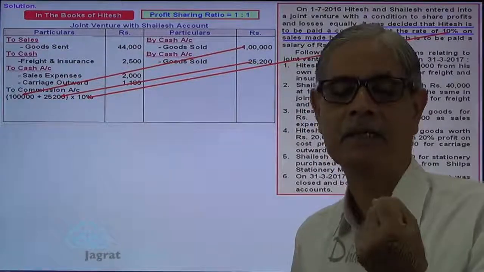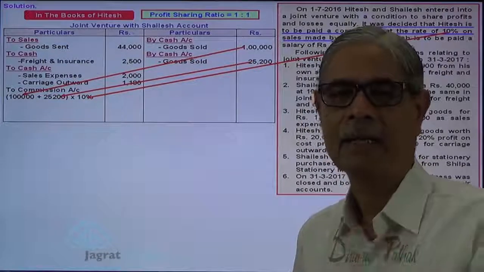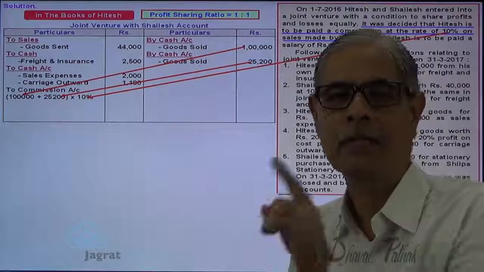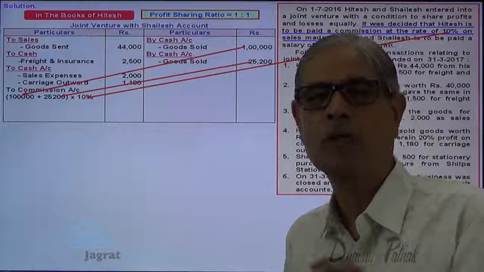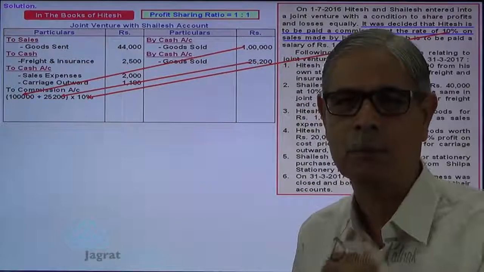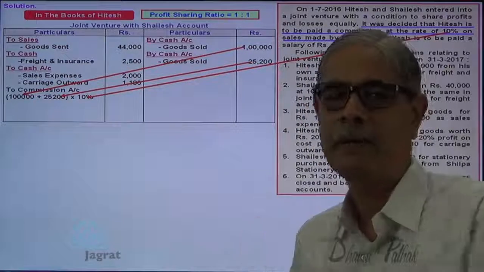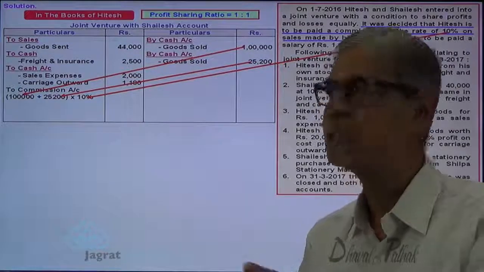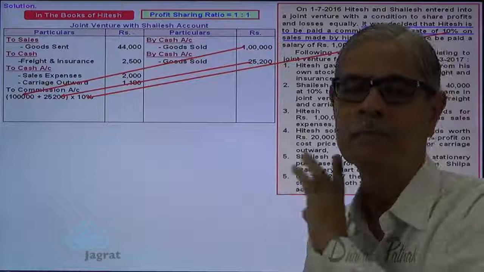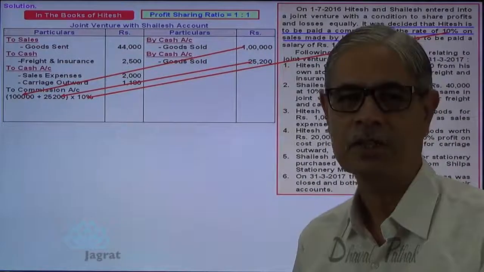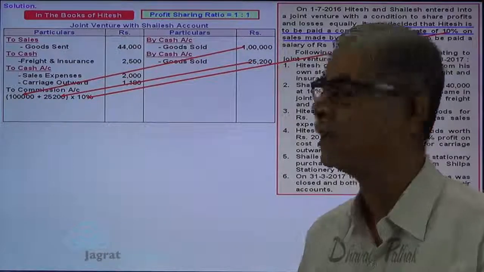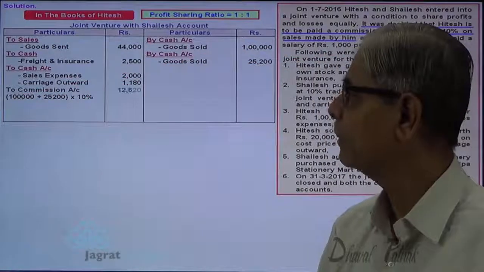And in my personal capacity as a partner, I'm entitled to have this commission. This commission is my personal income. So commission income account is to be credited because all these transactions are recorded in my personal books of accounts, and the amount is to be debited because the commission is recoverable from a business, joint venture business with Shailesh. So joint venture with Shailesh account debit to commission account credit is the journal entry for this commission.